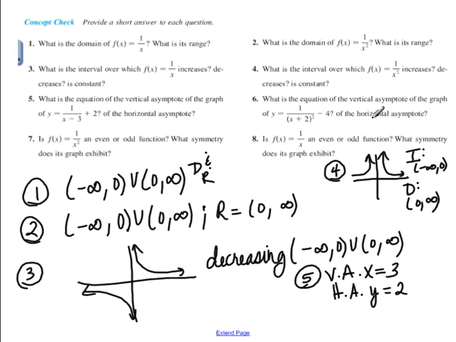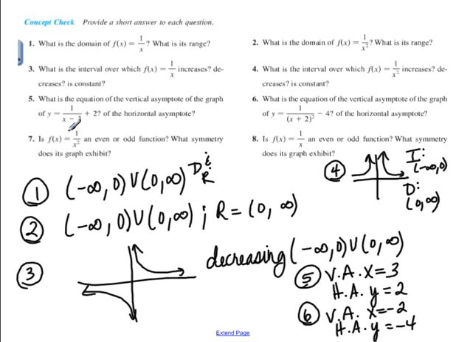What is the equation of the vertical asymptote of the graph 1 over x plus 2 squared minus 4? So here again, for the vertical asymptote, we're trying to find what value of x makes the denominator 0, and that would be negative 2. And that should coincide with what we've learned about shiftings, right? It moves left 2 units, so the vertical asymptote is x equals negative 2. And the horizontal asymptote is whatever is this outside number, so that would be y is equal to negative 4.